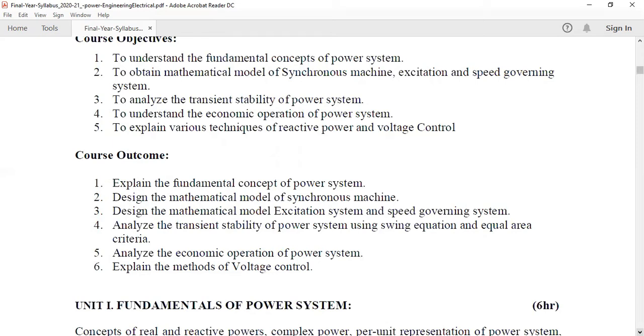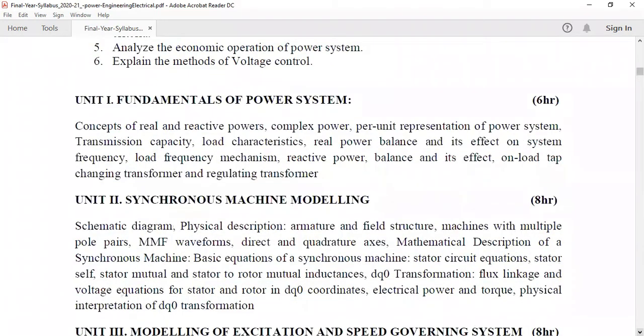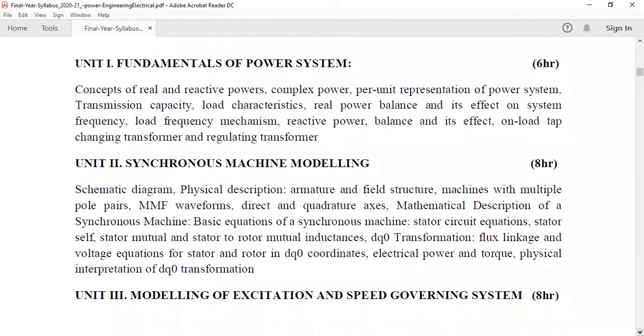Let's see the curriculum of this course. First unit is fundamentals of power system, in which we will study the concept of real and reactive powers as well as the complex power. Then we will see the representation technique of the power system, which is per unit representation. Then we will also learn about the transmission capacity, load characteristics, real power balance and its effect on the power system frequency.